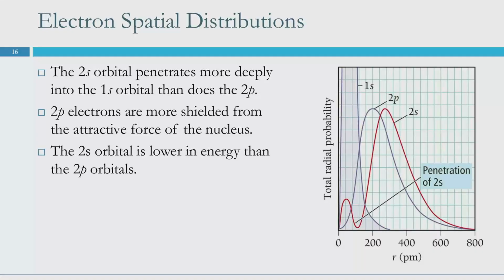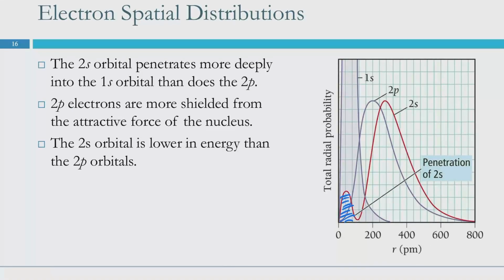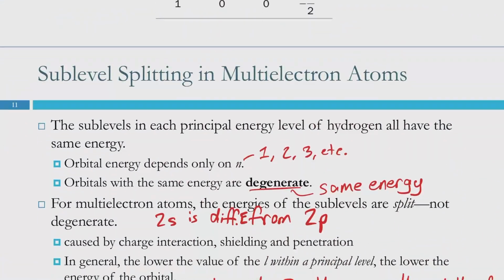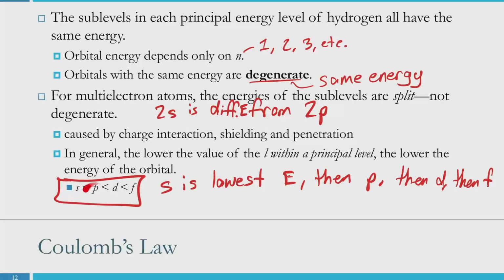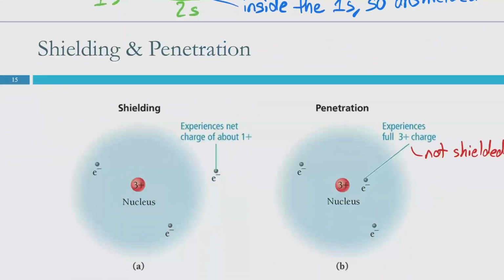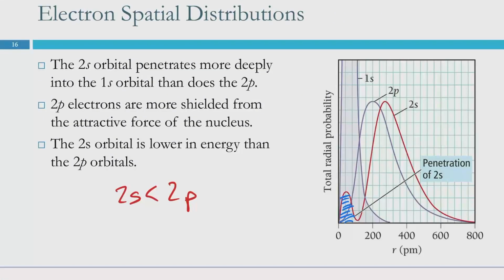But if we look at our 2s, because it's the same shape as 1s, it's got this little donut part in here where it's inside of the 1s. And so this whole area is not shielded, versus for 2p, it's got this little cutout. It's not quite as good as the 2s. Effectively, all that this means is that 2s is lower in energy than 2p, which we knew from, where is it? This slide. S is lower in energy than P. So that general rule of thumb still applies. We're just showing you why that is here.